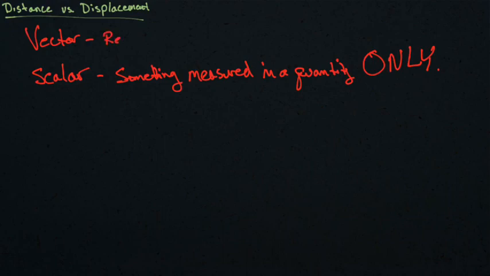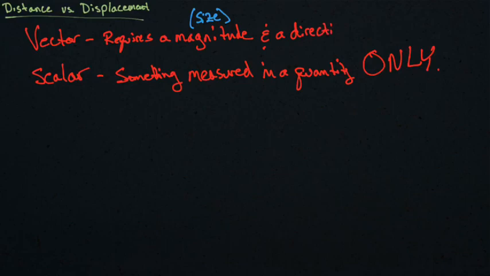requires a magnitude or a quantity, or you can think of it as size, but it also requires a direction. And this is the important part. Whenever we're talking about something that is a vector, it must have a magnitude and a direction. It must have a size or a length or a certain amount, and it has to be in a particular direction. That is a crucial distinction between a scalar and a vector.